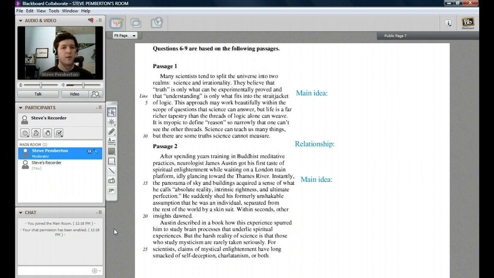Passage 1. Many scientists tend to split the universe into two realms, science and irrationality. They believe truth is only what can be experimentally proved, and that understanding is only what fits into the straitjacket of logic. This approach may work beautifully within the scope of questions that science can answer, but life is a far richer tapestry than the threads of logic alone can weave. It is myopic to define reason so narrowly that one can't see the other threads. Science can teach us many things, but there are some truths science cannot measure.